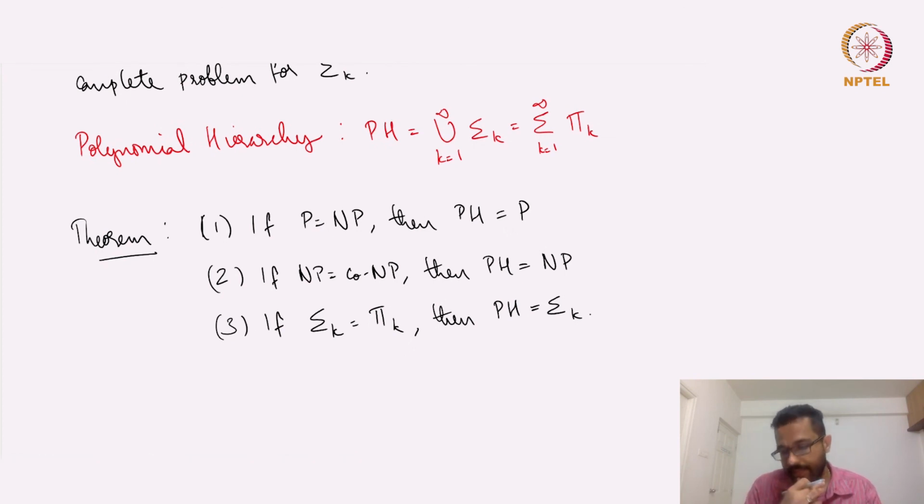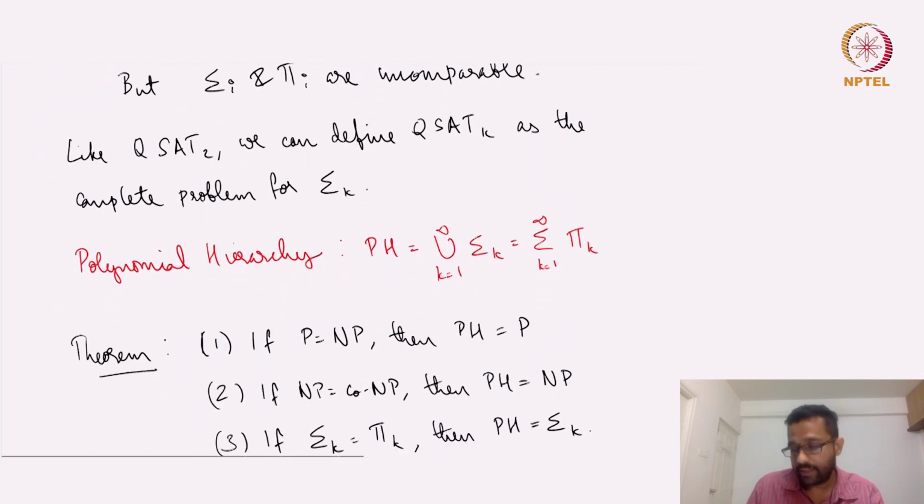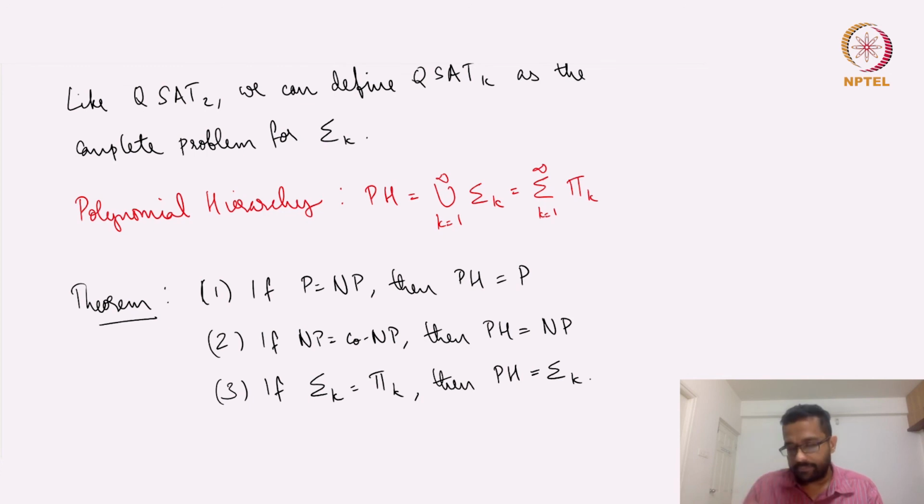And what is interesting is that if P equals NP, we already saw that sigma 2, pi 2, everything becomes equal to P. But what we are saying is that if P equals NP, then the entire polynomial hierarchy collapses to P. That means all sigma 3, sigma 4, sigma 5, pi 2, pi 3, pi 4, pi 5, everything collapses to P. Similarly, if NP equals co-NP, I am not saying anything about P being equal to NP or not, then the polynomial hierarchy collapses to NP.